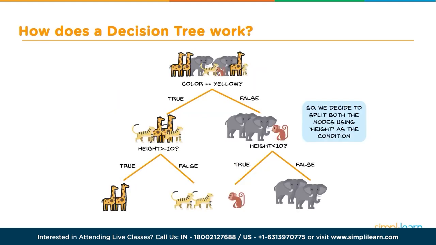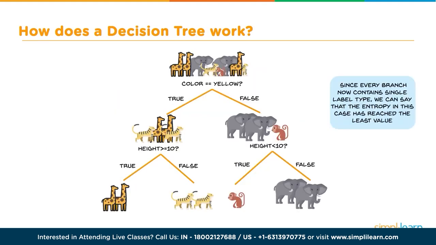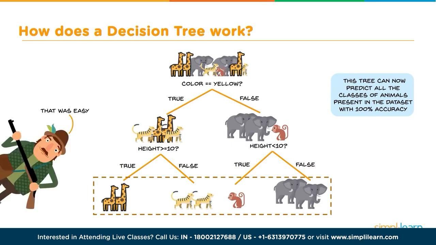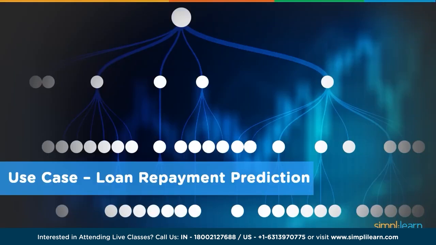So we decide to split both the nodes using height as a condition. Since every branch now contains a single label type, we can say that entropy in this case has reached the least value. And here you see we have the giraffes, the tigers, the monkey, and the elephants all separated into their own groups. This tree can now predict all the classes of animals present in the dataset with 100% accuracy. That was easy. Use case: loan repayment prediction.